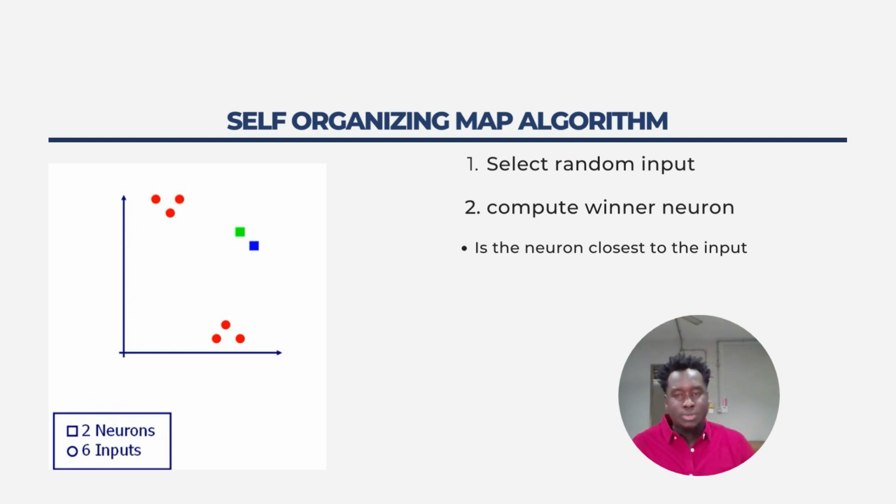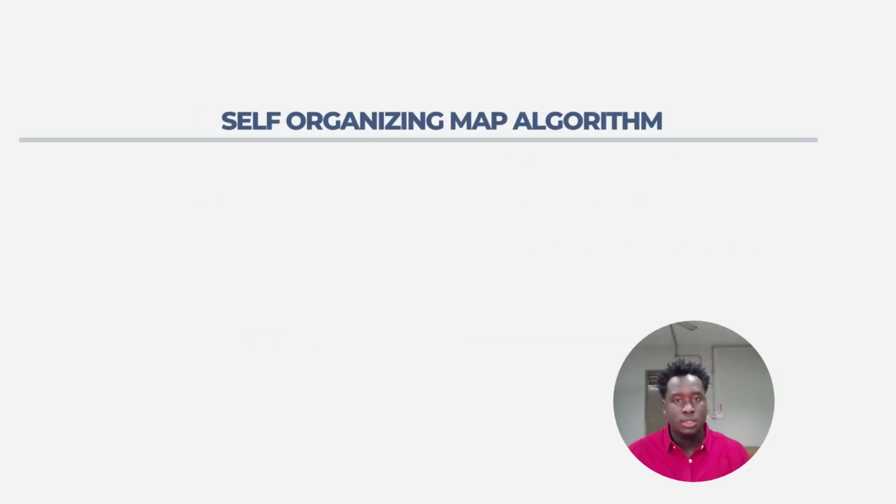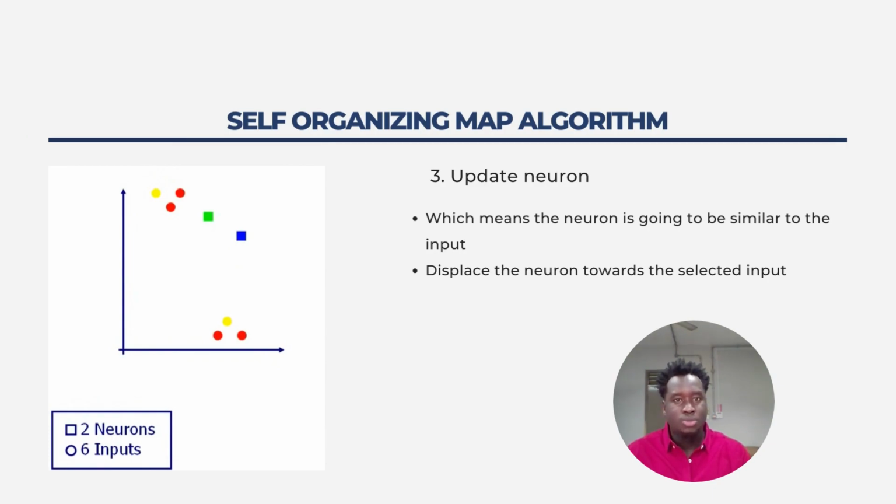For example, if we had selected this one, the input from the y-axis, that means that our winner neuron is going to be the green square. Okay, let's see the next slide. The third step is to update the neurons, which means that the neuron is going to be similar to the input. In the previous slide, I gave an example of selecting an input from the y-axis. In this graph, you see that the green neuron has moved a little bit closer to the inputs of the y-axis. This means that when we selected the winner neuron, it moves toward the selected input, which was the input from the y-axis. So you see, it has been displaced toward the selected input.